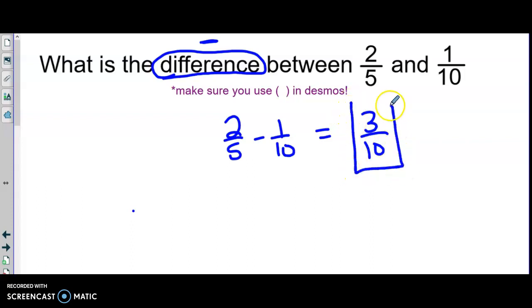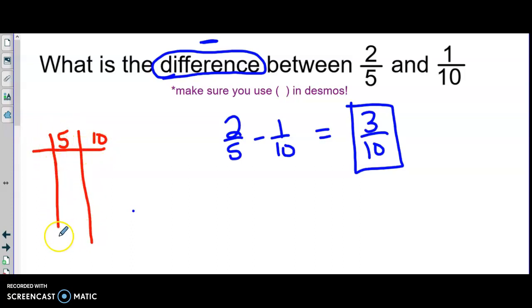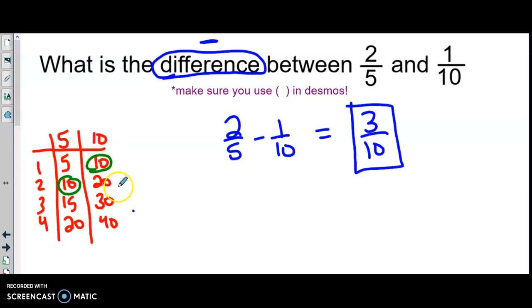Now, if you wanted to do this without your Desmos calculator, you would have to get common denominators. You would have to multiply each fraction by the common denominator and then subtract. So what that would look like, the common denominator between 5 and 10, we'd make our table. I'm only going to show you this once because this is not the way that I normally do it. So I'm going to do 1, 2, 3, 4, and I'm going to start multiplying. 5 times 1, 5 times 2, 5 times 3, 5 times 4. And then I'm going to do 10 times 1, 10 times 2, 10 times 3, 10 times 4. And I look for the least one that they have in common. They both have a 10. That is my LCD.